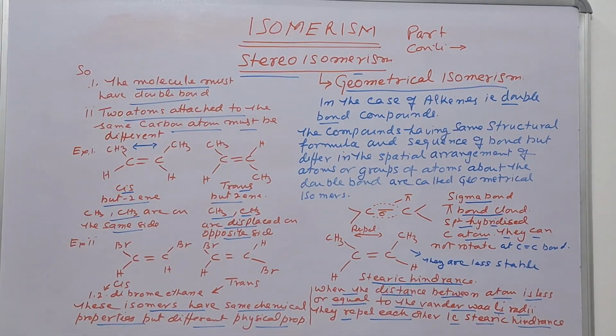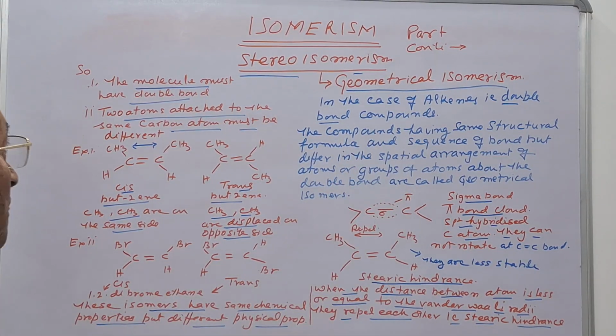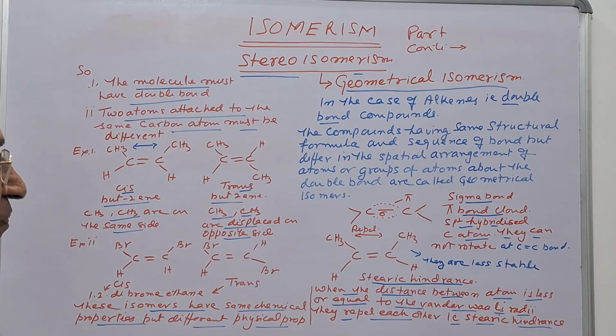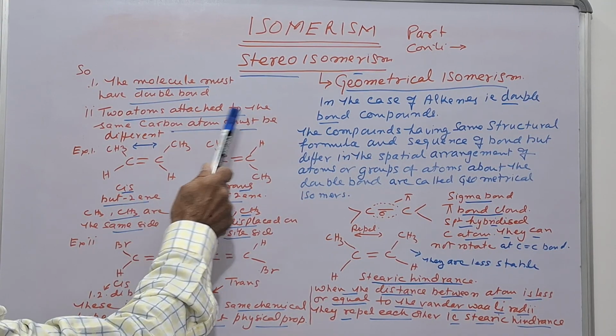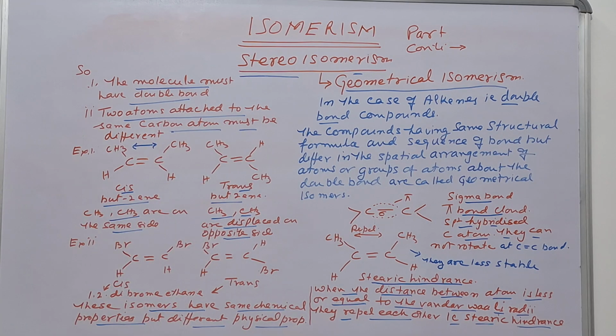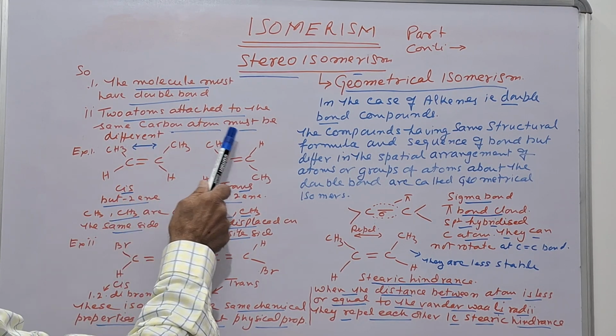Now, there are two conditions for geometrical isomerism. One is the molecule must have the double bond, and the two atoms attached to the same carbon atom must be different. Two atoms attached to the same carbon atom must be different.